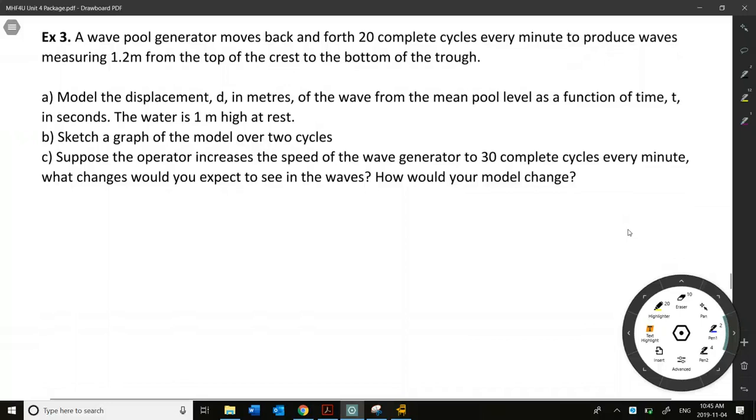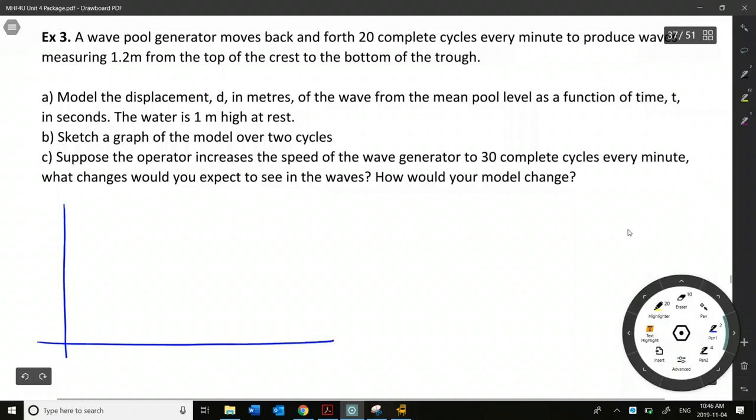So why don't we start with our sketch here. Do you create these questions? Sometimes, other times no. Did you do this one? No, I got this from somewhere. Good. A lot of big game wave pool generator.